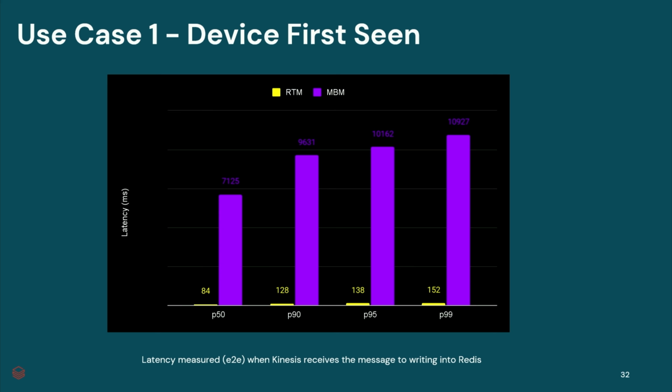MBM is the microbatch mode, the existing execution mode, the query running with a processing time trigger. And the yellow bars, if you can even see them, it's so low. There's a huge contrast, right? That is the query running in real-time mode. You can see it's a huge difference. Sorry, hopefully the numbers are clear, but it's orders of magnitude difference in latency. And they're really happy with that.